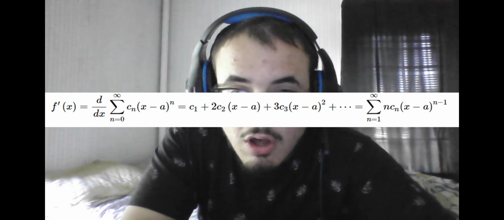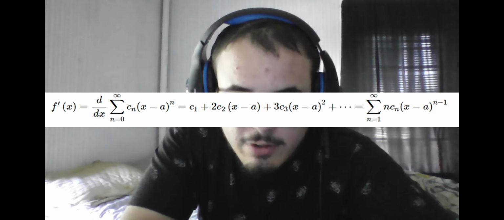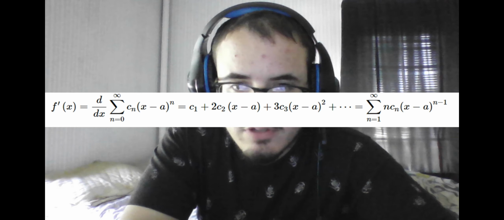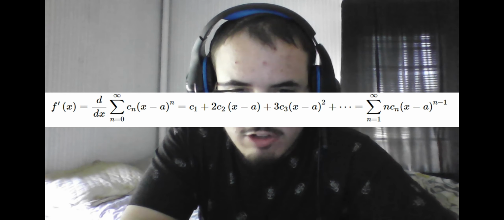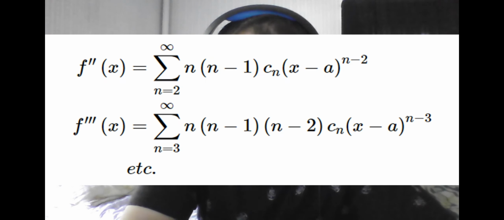So, it is simply the power rule of derivatives, just in a format we are not typically used to. To get higher order derivatives, we would simply differentiate again and again, like so. And we would see we would get n times n minus 1 times coefficient of n times x minus a raised to the power of n minus 2 for the second derivative. And then we multiply this by n minus 2 and subtract 1 from the exponent to get the derivative of that, or the third derivative, and so on.